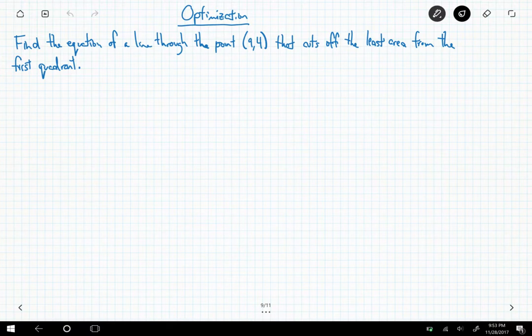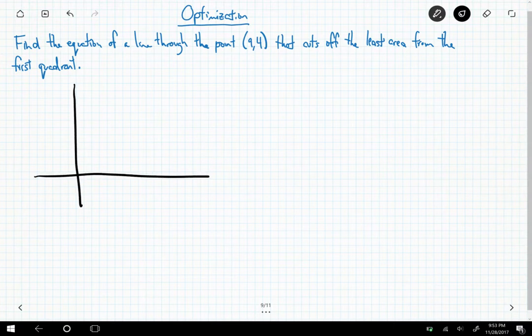So find the equation of a line through the point (9, 4) that cuts off the least area from the first quadrant. So what's happening there? What the heck is going on with this? So (9, 4), let's say 9's here, and then you have 4 here. I'm not saying this is to scale, but you can get a visual. Notice if we have anything with positive slope, it's not cutting off any area, right? Because it continues on forever and ever in the first quadrant, right? So the key is the first quadrant.